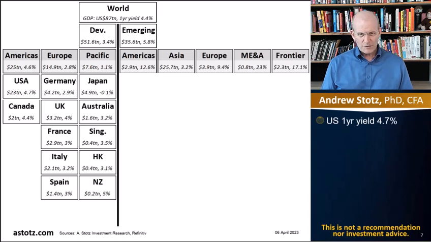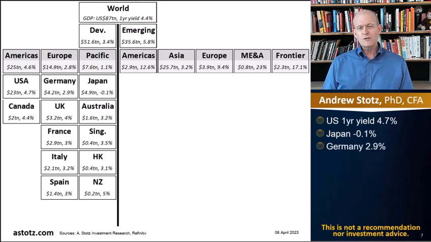Now, let's look at one-year yield. In the U.S., one-year yield is 4.7%, Japan minus 0.1, so still negative, and Germany 2.9, and UK 4.0, and France is at 3% for one-year money.